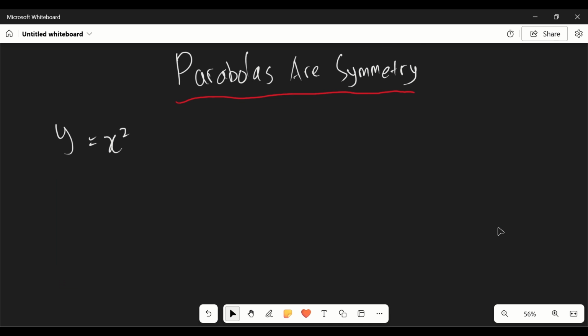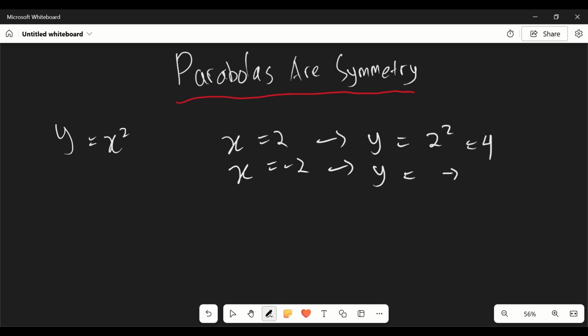Here are some facts. Why are parabolas symmetric? Let's take a look at the simplest case. We have y equals x squared. If we put x equals 2 in the equation, we have y equals 2 squared, which is 4. If we have x equals minus 2, we get y equals minus 2 squared, which is 4 again.